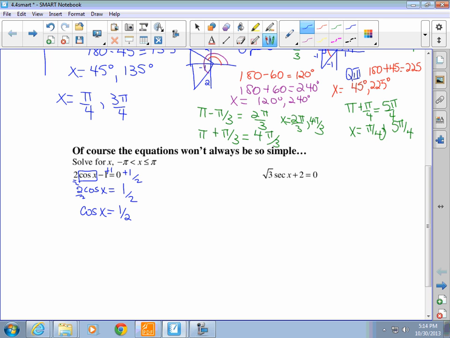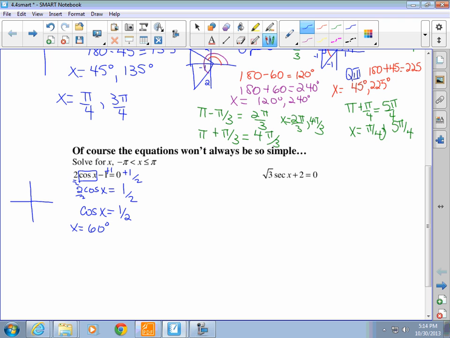So for cos x to equal 1/2, if I look at my triangles, the only one that has the 1 and the 2 is my 30, 60, 90. Cos is adjacent over hypotenuse. So to have an adjacent side of 1 and a hypotenuse of 2 means that the angle I'm looking at is 60 degrees. So that's going to give me one of my angles. I have to see if this is true for the other one.